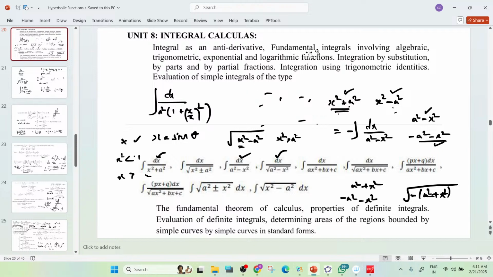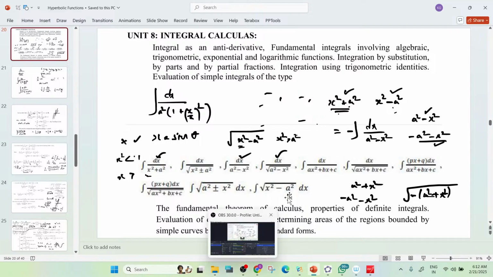For example, here it says integration of simple functions, evaluation of simple integrals, right? What is simple? This is a little dicey, right? What is simple for you may not be simple for someone else. So that's why we'll go a little deeper here also. Integration by parts, different varieties of problems we will do. And we need to know what exactly is the fundamental theorem of calculus, the properties of definite integrals, then determining regions, etc. So we'll do all of this.